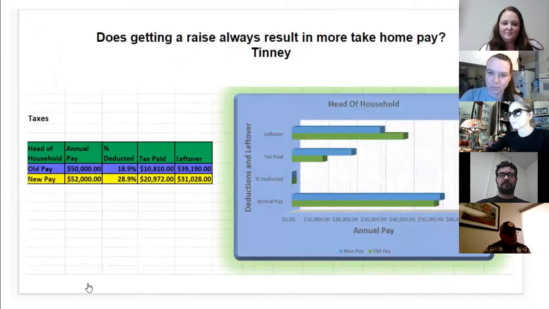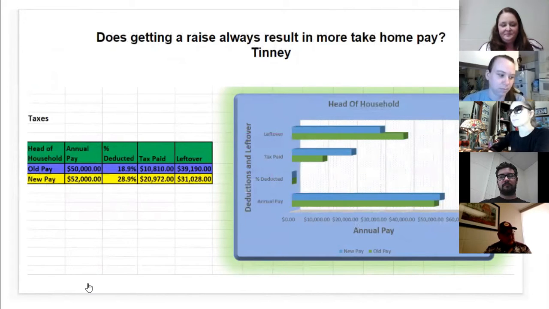No, ma'am, it doesn't. As you can see from the graph and the data here, it depends on how you file. If you file head of household and you got a $2,000 raise, it looks like you're going to spend about $8,000 more in taxes. Wow. If you file single with that same raise, you'll get to keep about $1,500 more than filing head of household. If you're married, filing jointly is the best result because you'll get to keep about $10,000 more than filing head of household.